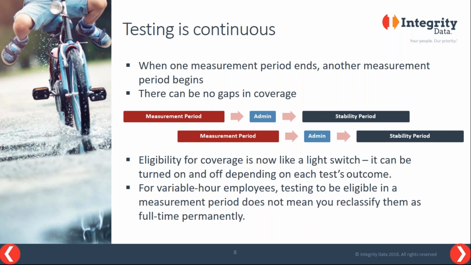Remember that the ACA defines who must be offered coverage. Employers can choose to offer coverage to an expanded pool if they want to. A variable hour employee who tests eligible for health coverage in a testing period does not require a reclassification from variable hour to full-time. All it means is that in the testing period, they became eligible. They happen to work enough hours. That does not mean that they are guaranteed to work the same number of hours going forward.